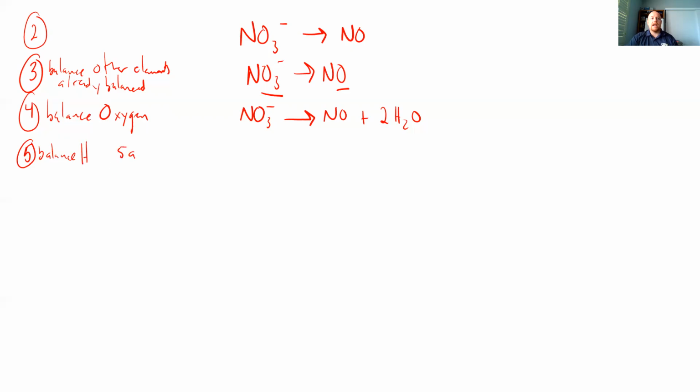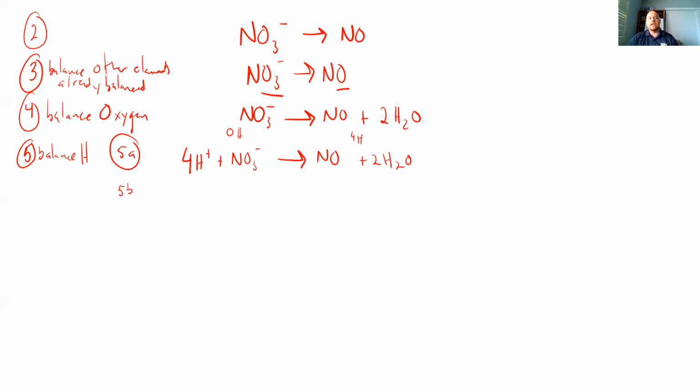Okay, so 5A says that we have to add hydrogen ions to the side that needs more hydrogen. In this step, on the left-hand side, there are 0 hydrogens. On the right-hand side, I've got 2 times 2, which is 4 hydrogens, which means I need to add 4 H+ to the left-hand side. And then I can write the rest of the equation out. So I should actually have a balanced equation here, but I need to get my hydrogen ion into a physically meaningful state, which is hydronium.